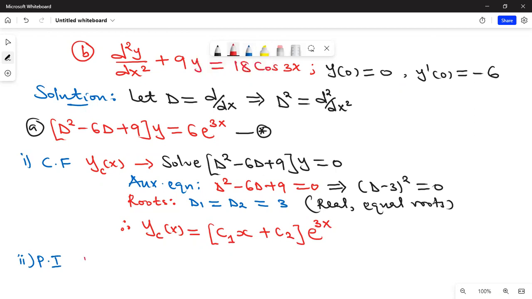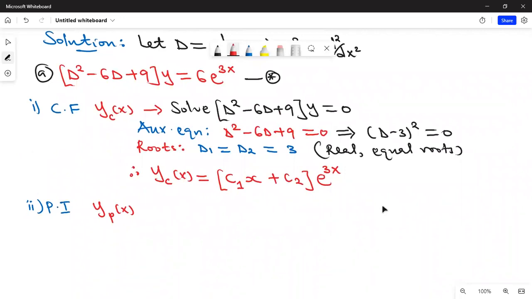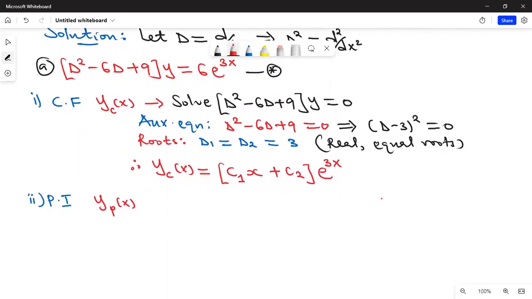This is denoted by y subscript p as a function of x. So using the inverse d operators method, what we do is make y the subject in equation star. Look at our equation star. We need to make y the subject, so this is equal to, I'm going to divide by the coefficient of y, so this 1 over d squared minus 6d plus 9 operating on 6 exponential 3x.